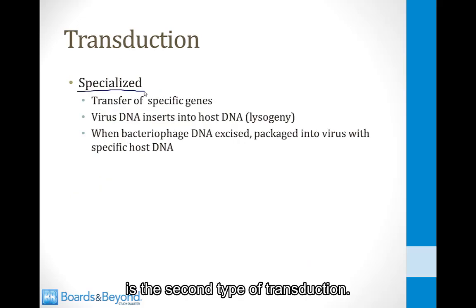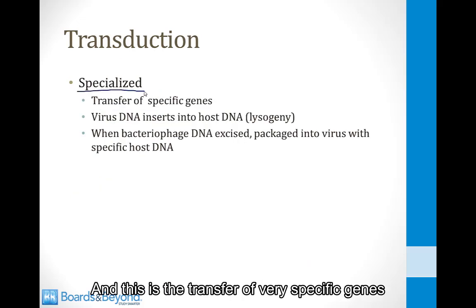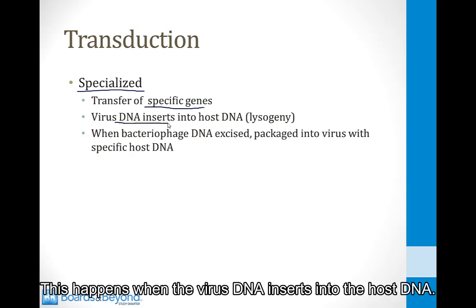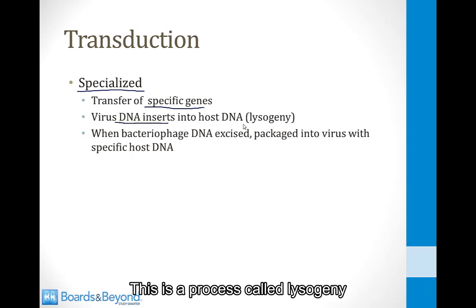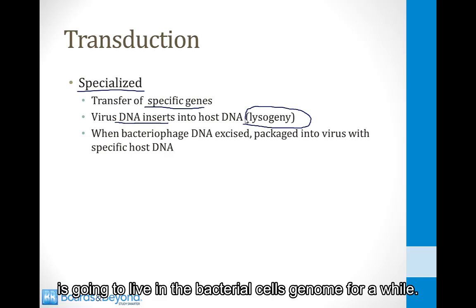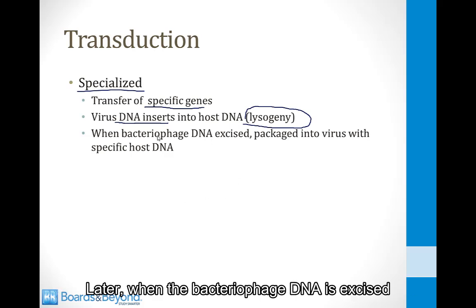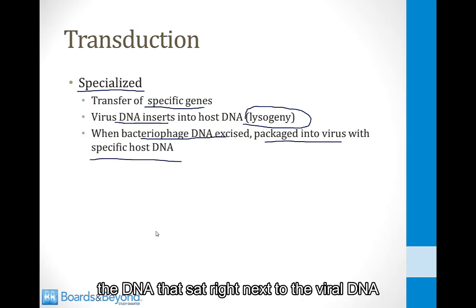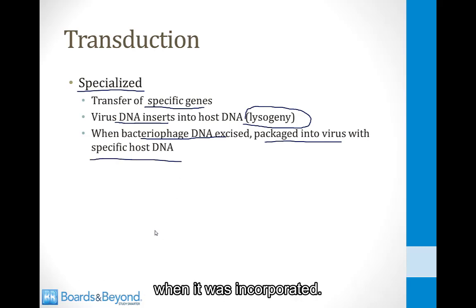Specialized transduction is the second type of transduction, and this is the transfer of very specific genes from a bacteria to another. This happens when the virus DNA inserts into the host DNA. This is a process called lysogeny, which I'll talk about in a minute. So that viral DNA is going to live in the bacterial cell's genome for a while. Later, when the bacteriophage DNA is excised, it's packaged into a virus with specific host DNA, the DNA that sat right next to the viral DNA when it was incorporated.